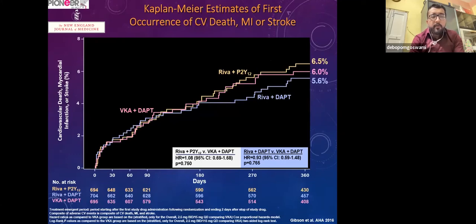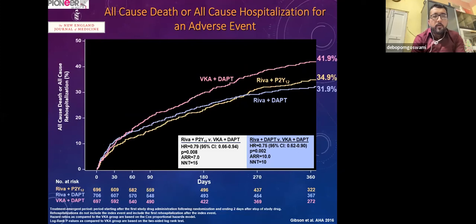And when we look at the secondary endpoint of CV death, MI, or stroke, we see that there was no signal of increased thrombotic risk when we drop the aspirin from the triple therapy arm. Next slide. So again, for all-cause death or all-cause hospitalization for an adverse event, it was also not significantly different when we dropped the aspirin. It was again seen that the rivaroxaban and the P2Y12 inhibitor fared much better than the triple therapy arm. Next slide.